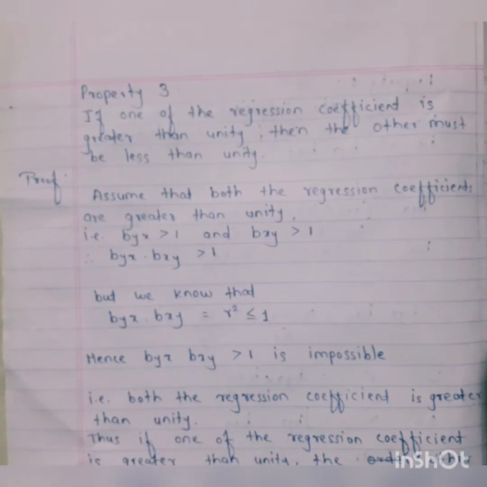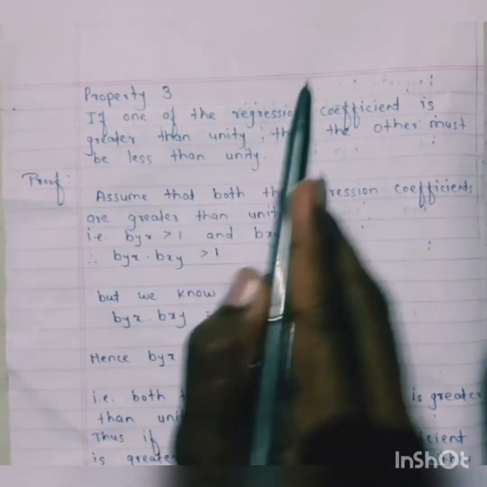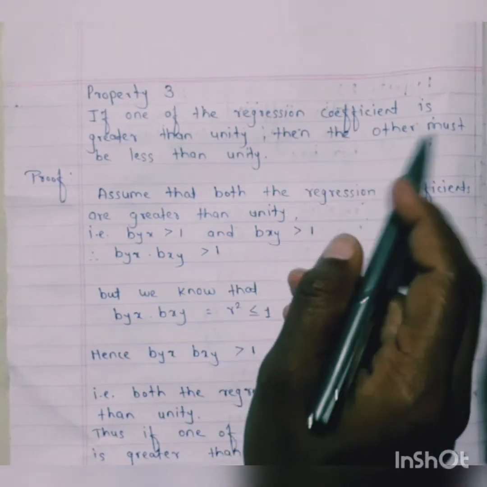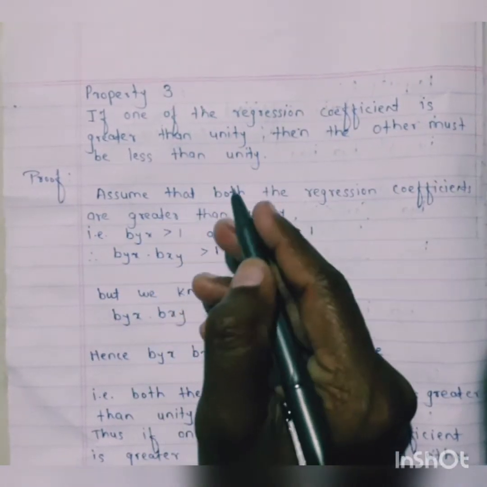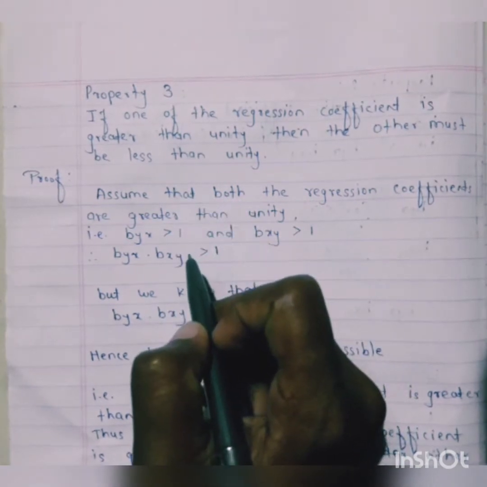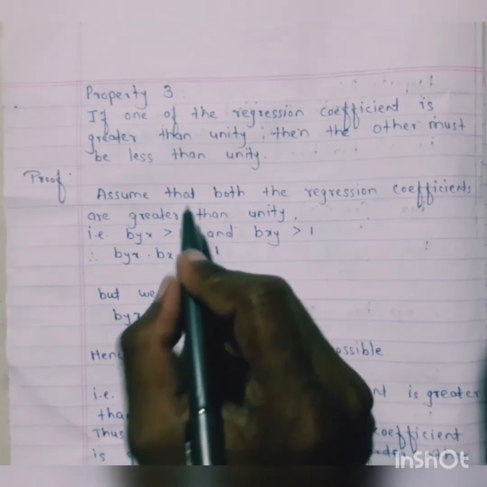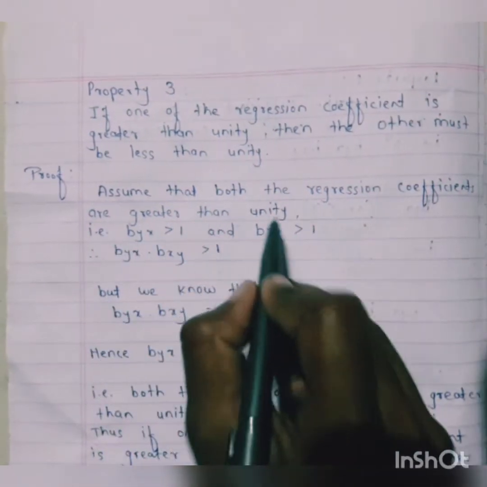Hello student, in today's lecture we see another property, number 3. If one of the regression coefficients is greater than unity, then the other must be less than unity. That is, if one regression coefficient is greater than 1, then the other must be less than 1. So, proof: assume that both the regression coefficients are greater than unity.